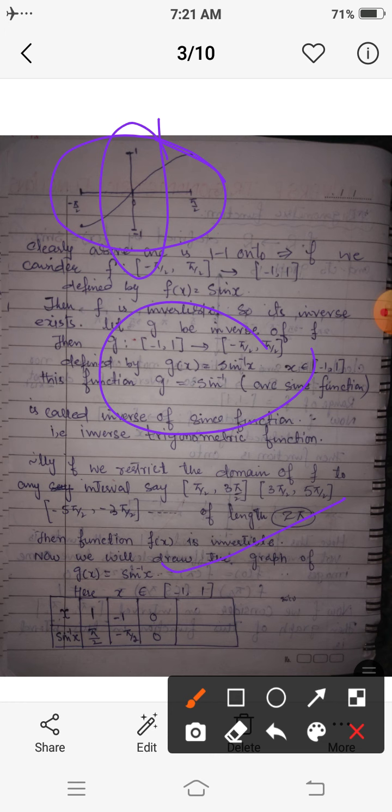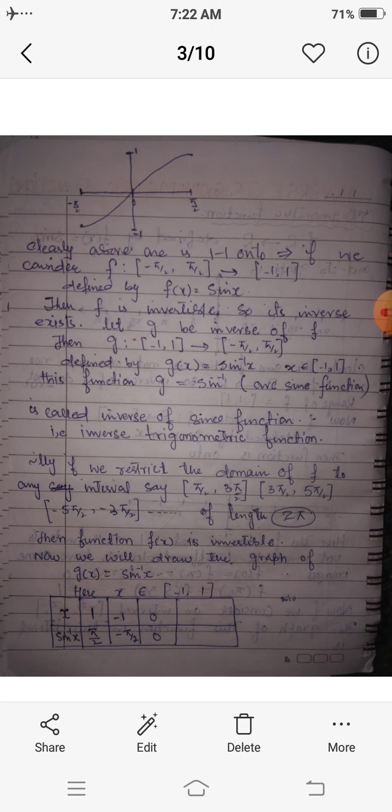Here we will tabulate some points. When x is 1, the sine inverse x is pi by 2. When x is minus 1 its value is minus pi by 2, and when x is 0 the value of sine inverse 0 is simply 0. So we will locate these points: 1 and pi by 2, minus 1 and minus pi by 2, and 0 and 0.